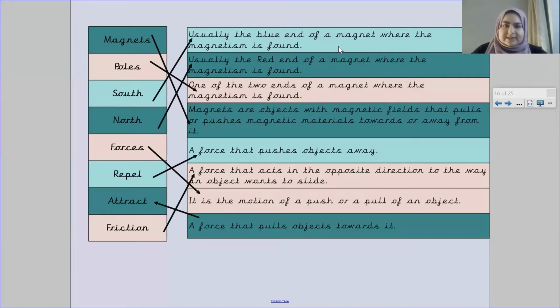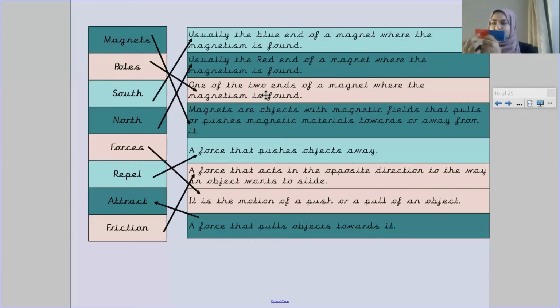Okay, so now let's look at the first word, which says magnets. Now this is a magnet. And if you follow the arrow, it says magnets are objects with magnetic fields that pull or push magnetic materials towards or away from it. So magnets are these objects which have magnetic fields. Okay. Poles, it's one of the two ends of a magnet where the magnetism is found. So these are the poles.